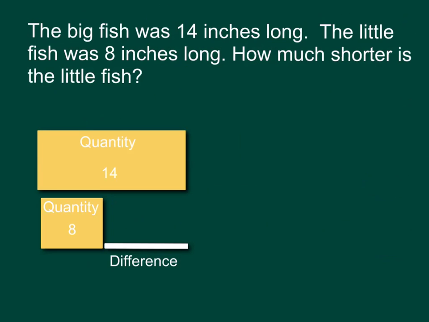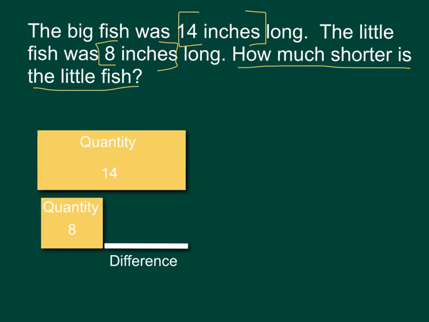Let's take a look at another example. The big fish was 14 inches long. The little fish was 8 inches long. How much shorter is the little fish? So, again, our question here is how much shorter is the little fish? And the information we need to know is the big fish was 14 inches and the little fish was 8 inches. So to figure this out, again, we need to solve the problem using subtraction.